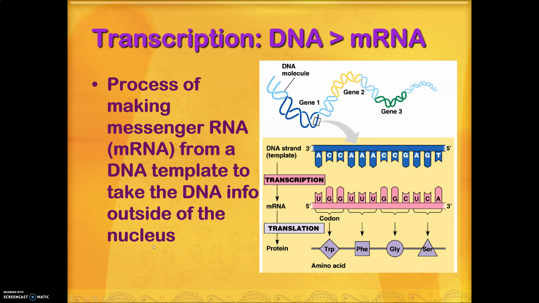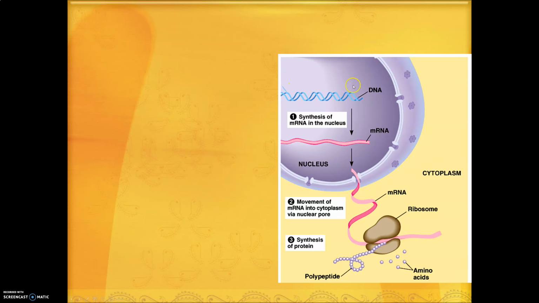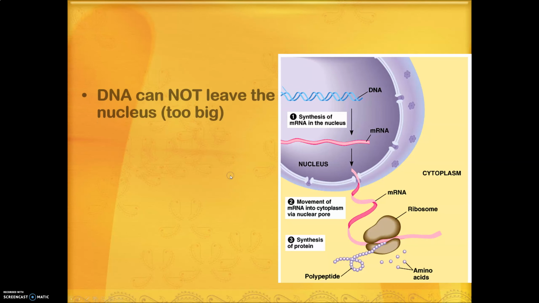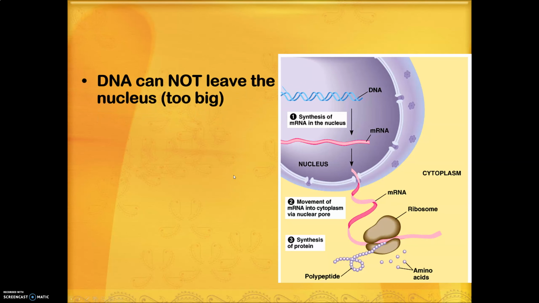Okay, so let's take a look at transcription first. This is step 1 of the process, DNA into mRNA. Okay, now if you remember, DNA is in the nucleus. It's nice, it's protected, right? The ribosomes are out here. So the DNA can't leave the nucleus. It is too big, right? It's stuck in here. So what we need to do is make a little messenger for it to leave the nucleus, go out to the ribosome and deliver the message.